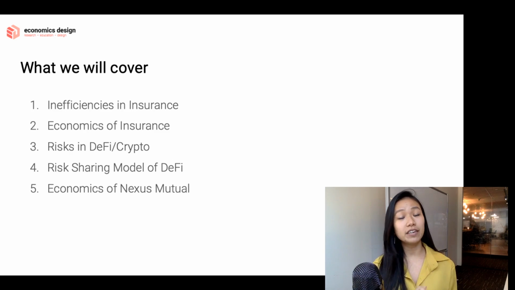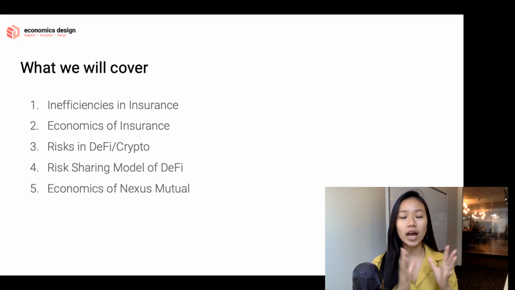The first one is the inefficiencies in insurance. Well, in economics, right? As long as there are inefficiencies, we love them because when there are inefficiencies, there are ways to be increasing the economic value add that the system can bring by reducing the inefficiency. So we want to start there. What are the inefficiencies in the insurance space?